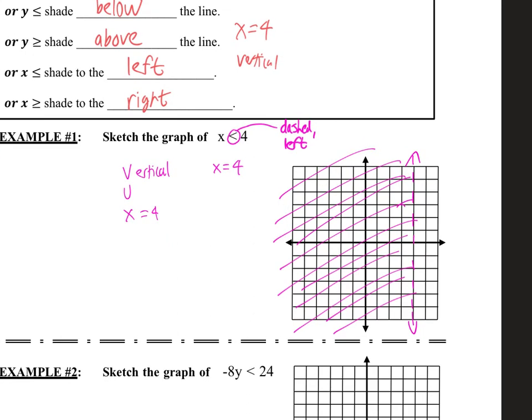So if it's x is less than 4 or x is greater than or equal to -2, that's a vertical line through that number. Here's 4 right here. And you need to shade depending on which direction it says. If it's less than, you shade to the left. Greater than, you shade to the right. Not equal to, just greater than or less than, is going to be a dashed line. Equal to is going to be a solid line.